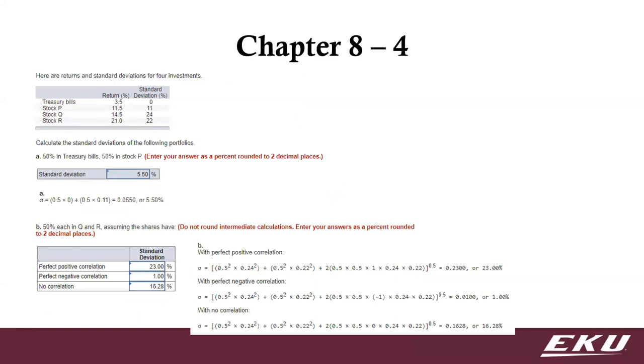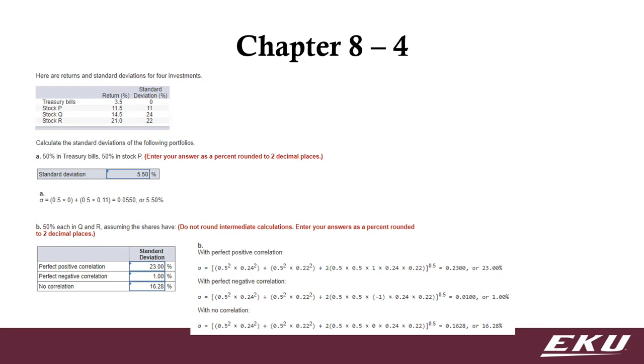Okay, so question 4 here, we have the returns, T-bills. If you notice the standard deviation is 0 because that is our risk-free. And then we have P, Q, and R as our investments. They each have their own returns and their own standard deviation around the returns. So if I do 50% in treasury, 50% in P, then we can calculate the standard deviation of that portfolio easily enough. Half of each.